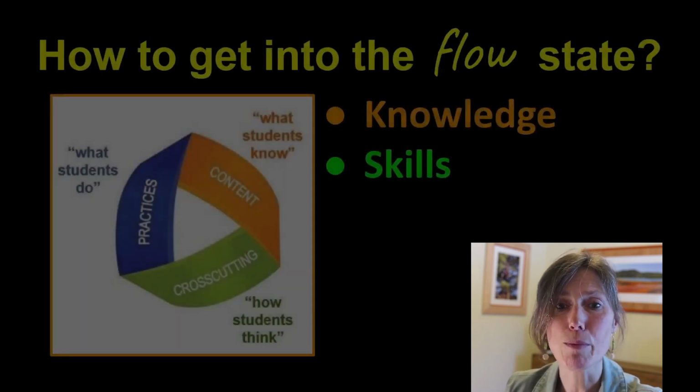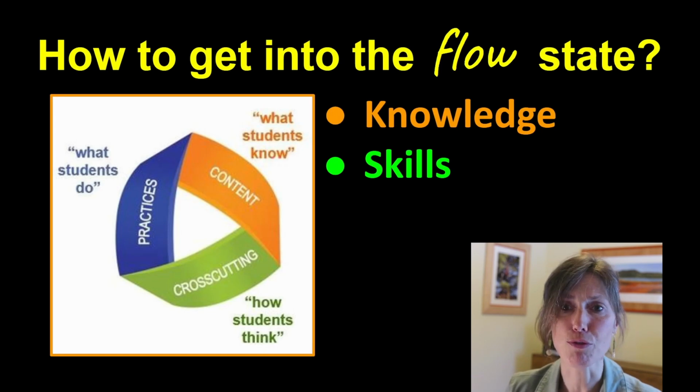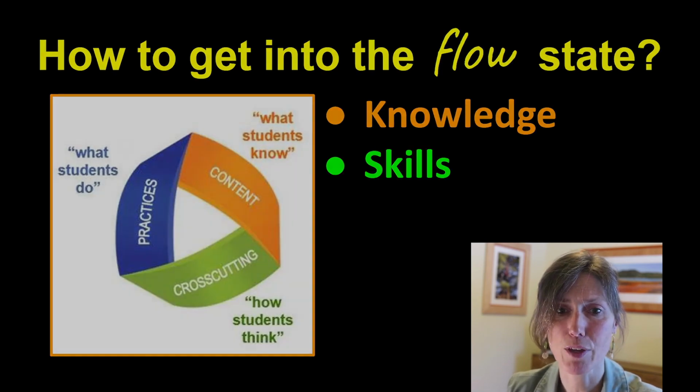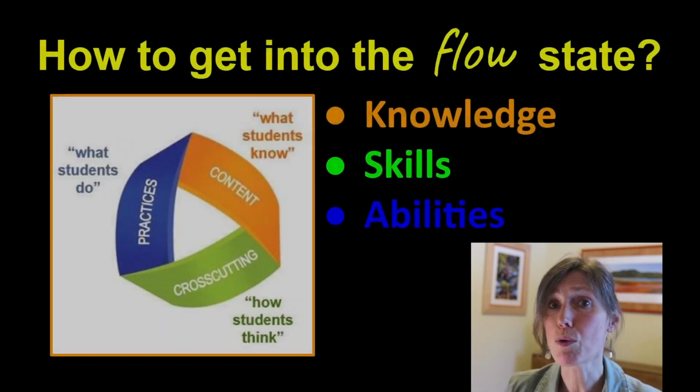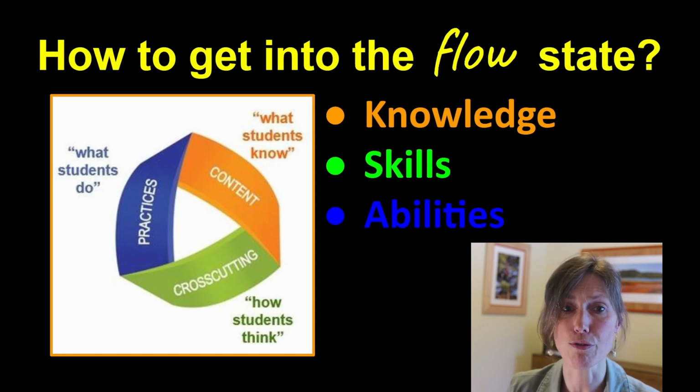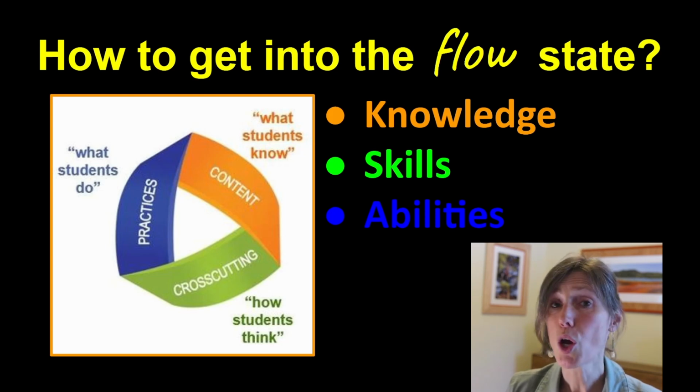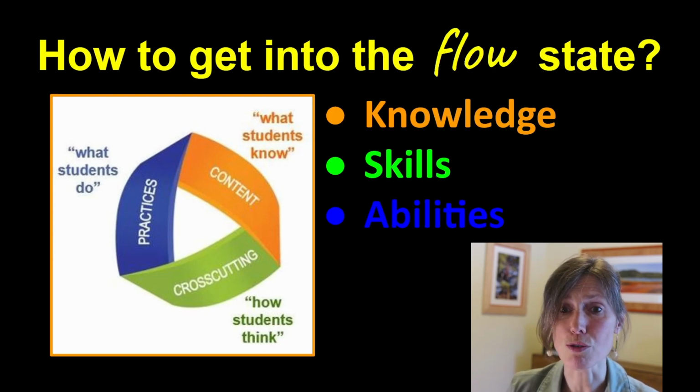Next, we need to impart skills. Again, referring to the Next Generation Science Standards, these would be the cross-cutting concepts, giving students the framework to connect knowledge from various disciplines. In other words, how students think. The third component that would facilitate our students to reach the flow state is abilities. NGSS refers to these as the science and engineering practices, which basically means STEM students learn by doing. In other words, what students do.